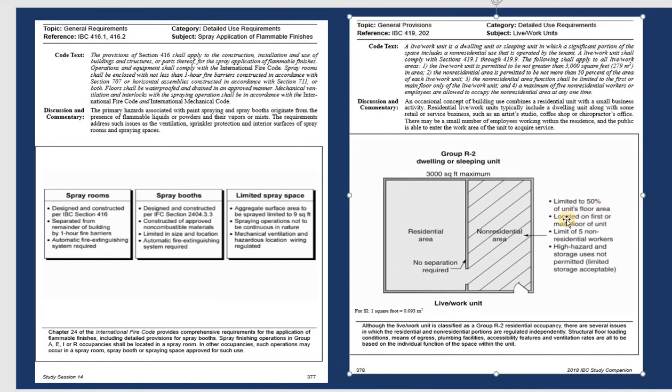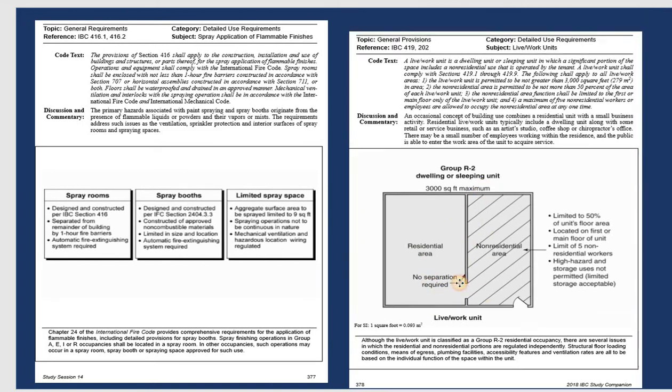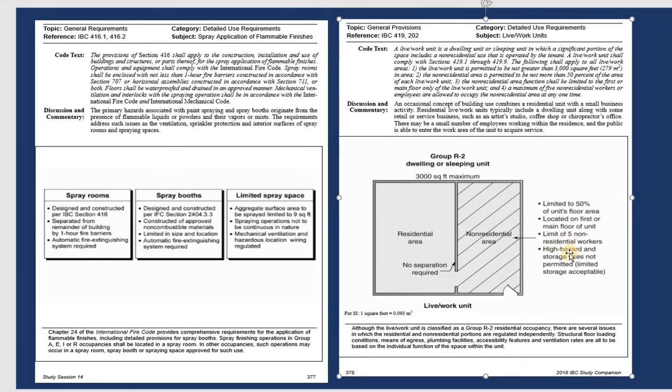But they limit it to 50% of the unit floor maximum for non-residential workers. That means smaller than that. And the area for this one is 3,000 square feet. And you can do a separating wall between the working and residential area. You don't need a wall separation requirement for this one, but they have some kind of limit on the number of people working in the area.